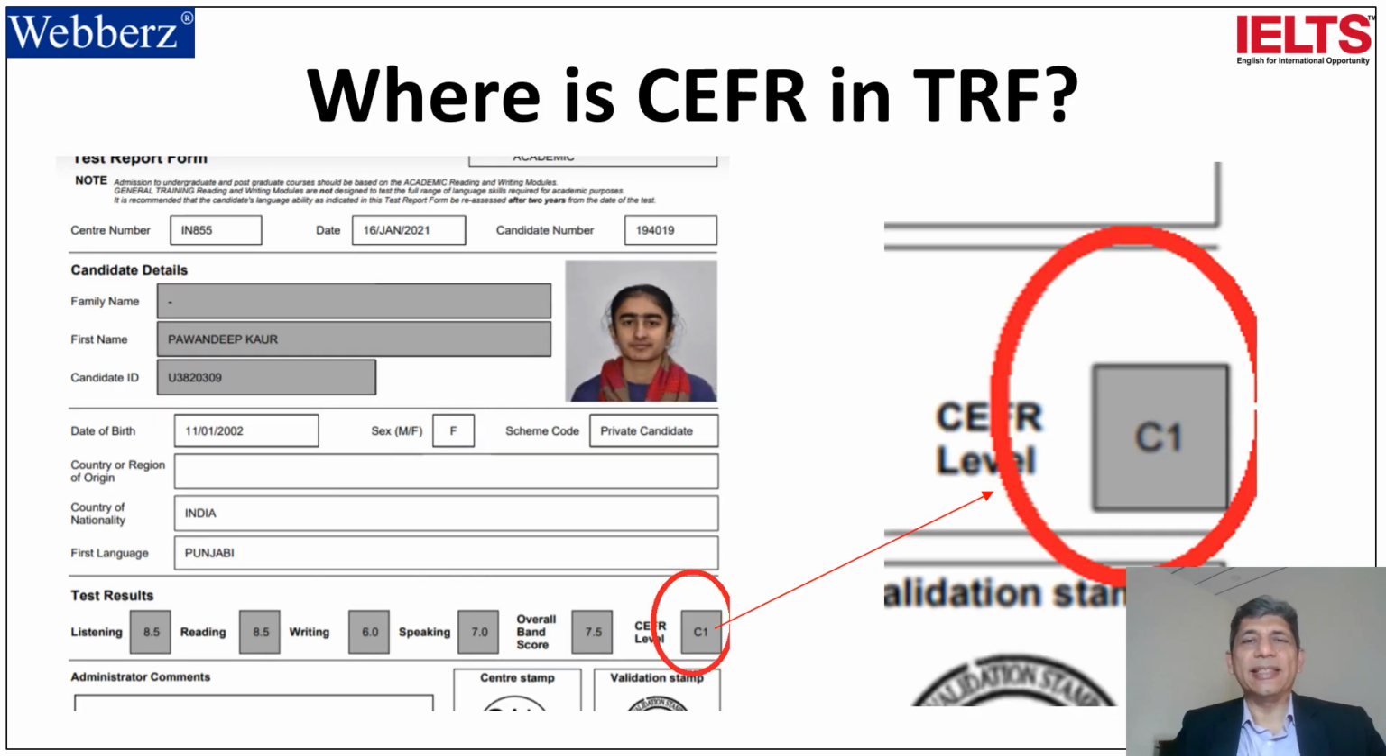So where is actually CEFR? In the real exam, CEFR is a measuring system. The result of CEFR comes in this small corner of a result card. And now this says CEFR C1. That's a CEFR level C1. For this particular girl, this is the CEFR level C1. It's an overall level.